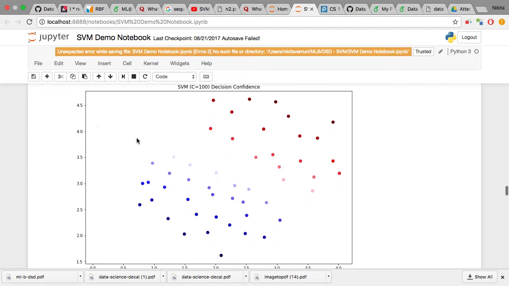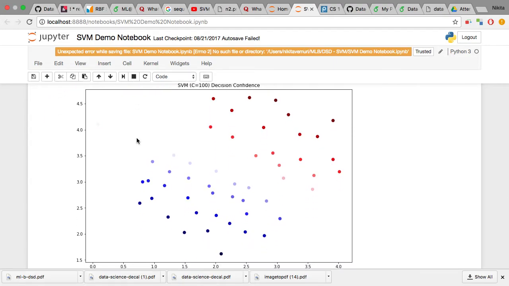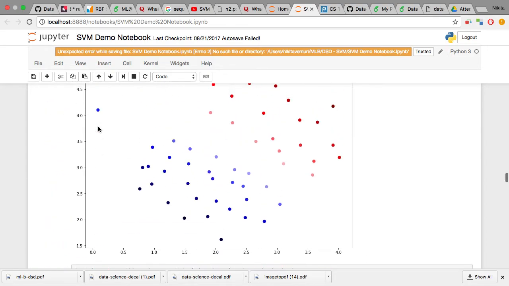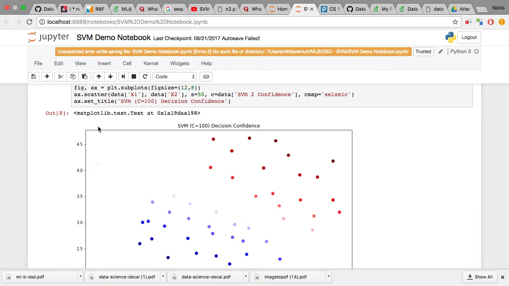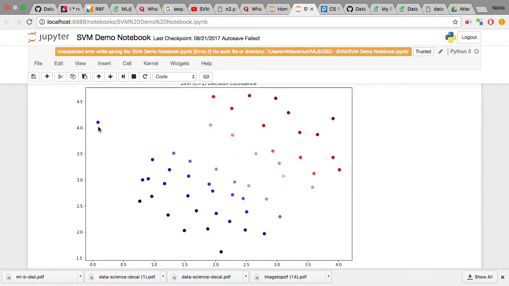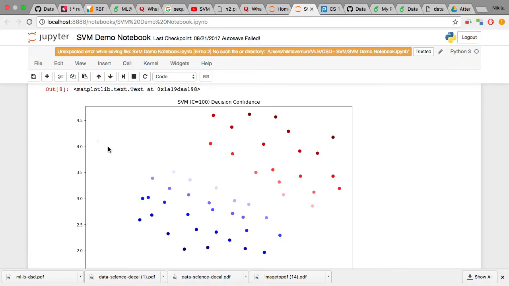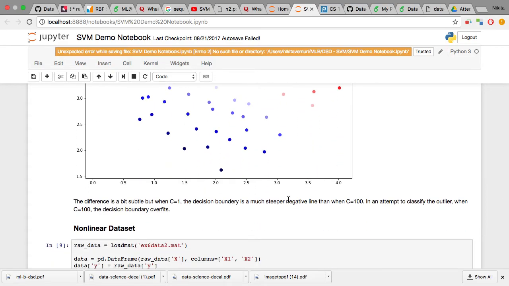But when C is equal to 100, you can't really see it at all, but the point is actually right over there, and it's a very faint pink color. If you look at the difference between the decision boundary here and over here, the decision boundary over here is much steeper, and then it flattens out once you get here in an attempt to classify that outlier correctly. So the decision boundary is probably around there, because these points have a lower confidence. When C is a greater number, the decision boundary is much steeper in an attempt to classify the outlier.